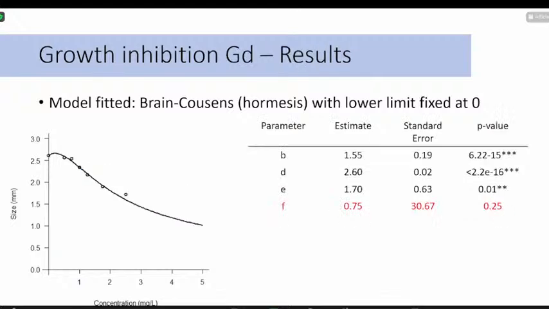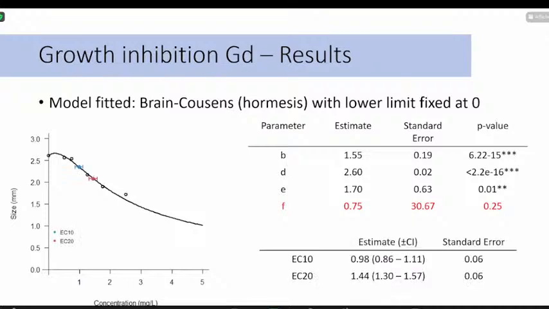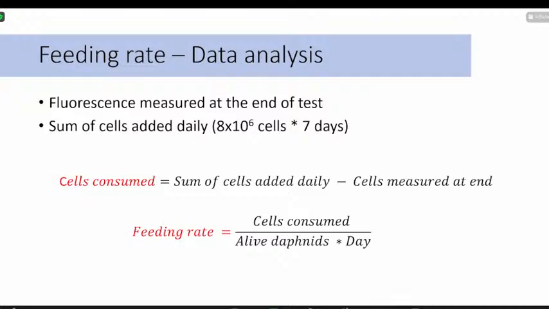Then the same for the gadolinium. As we saw that lanthanum seemed to have a bigger hormesis, we can see that 0.75 is lower, and it's also not significant, which means that there is no hormesis. The hormesis effect is not so big also in gadolinium. So these are the estimates I calculated for the EC10 and the EC20 related to the model that was fitted. And then our next endpoint was the feeding rate.